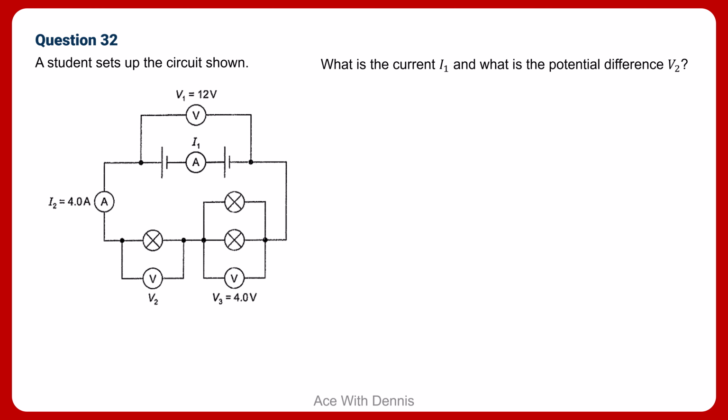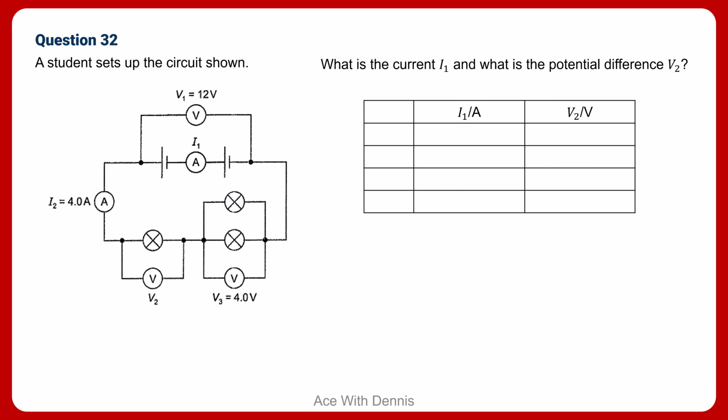Question 32. A student sets up the circuit shown. What is the current I1 and what is the potential difference V2? Option A, I1 is 0 amps, V2 is 4 volts. Option B, I1 is 0 amps, V2 is 8 volts. Option C, I1 is 4 amps, V2 is 4 volts. Option D, I1 is 4 amps, V2 is 8 volts.